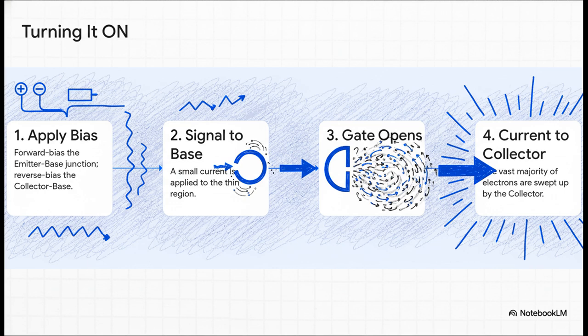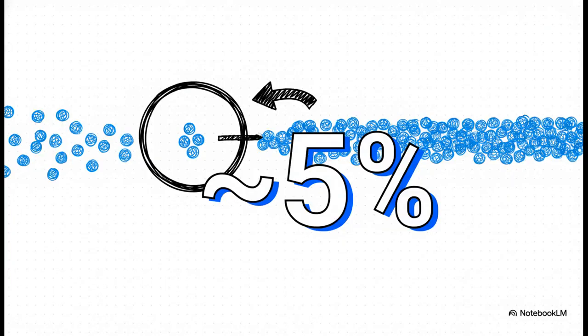Then comes the magic moment. We apply a very small current to the base. That's our signal. And that tiny signal is like turning a key. The gate flies open and a huge flood of electrons rushes out from the emitter. And because the base is so incredibly thin, they just zoom right past it and get swept up by that strong pull from the collector. So you've got this massive flood of electrons rushing through.